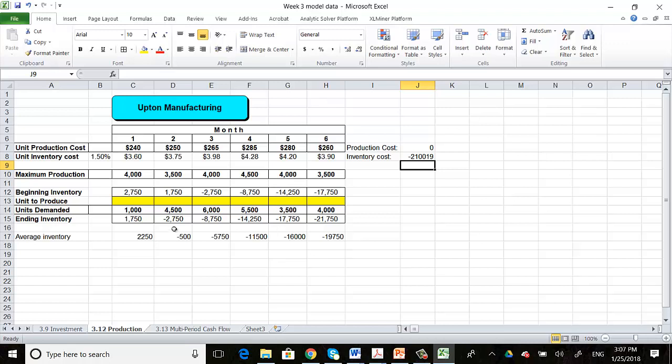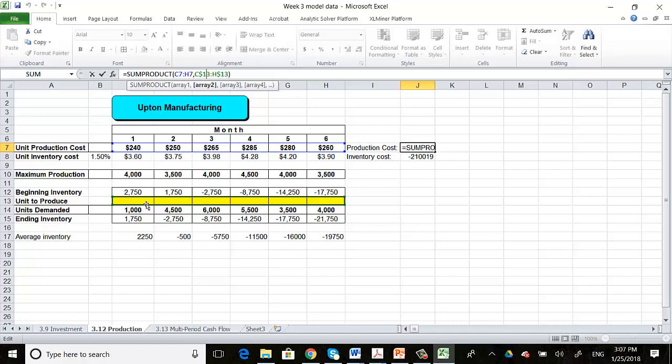What's your formula for production cost? Production cost is the sum product of your unit production cost and your decision variables. Okay. Once you have that, you can just copy the formula down and click inside the two to move it.